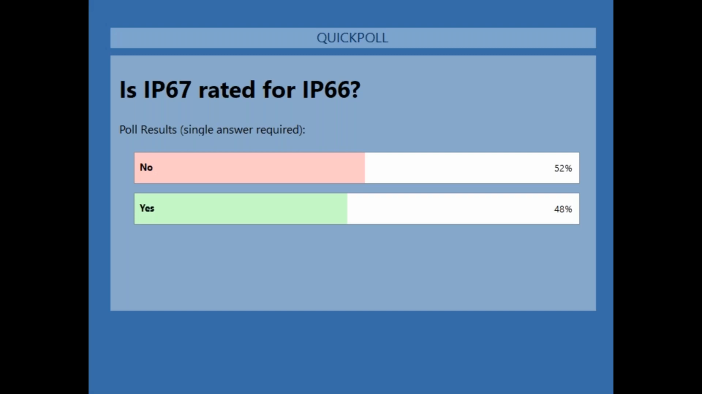Now, I know this is a contentious issue in the industry, but IP67 is not rated for 66. We'll go into why later. So 48% of you, please stay tuned.